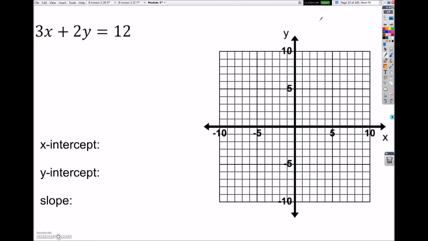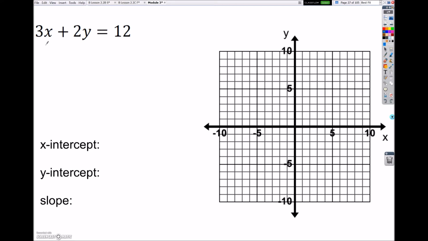Now looking at this equation, I have 3x plus 2y equals 12. It looks like it would be a lot easier, since it's already in standard form, just to keep it in standard form and solve for it. So what I'm going to do here is I'm going to find my x and my y-intercept.